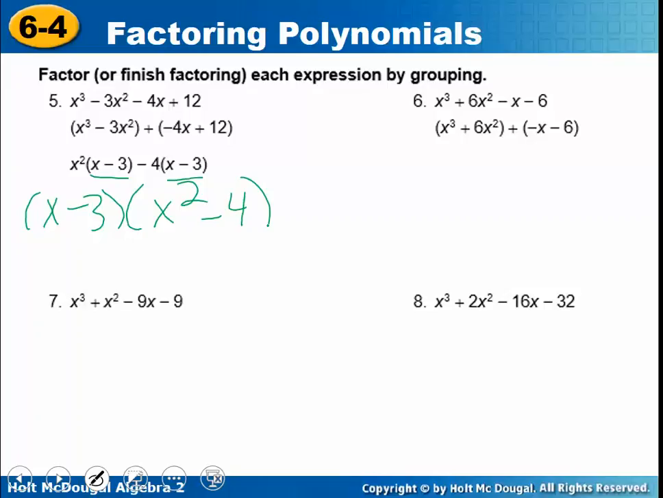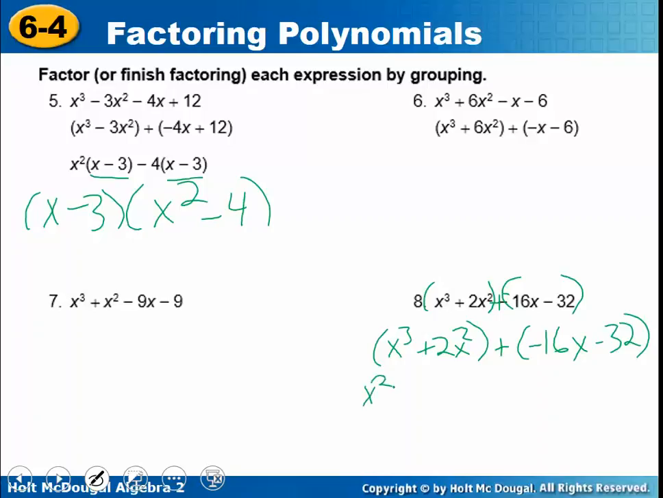Let's look at number 8 with the minus sign. It's a little trickier with the minus. So this would be a plus a negative 16x minus 32. So we'd have x cubed plus 2x squared plus negative 16x minus 32. So in the first set of parentheses, there's an x squared in both. And when I factor out an x squared, I'd have x plus 2.